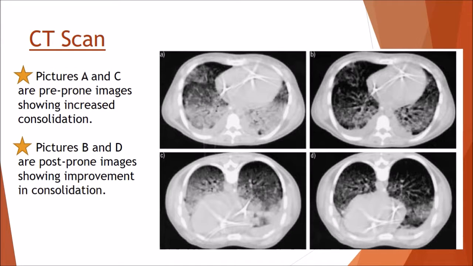Here are pictures of the CT scan. A and C, which are the top and bottom ones on the left side, are the pre-prone images, and they show the increased consolidation. You can see all the white consolidation in the lungs. And then B and D, the top and bottom images on the right side, you see more black, you see less consolidation, so it shows improvement.